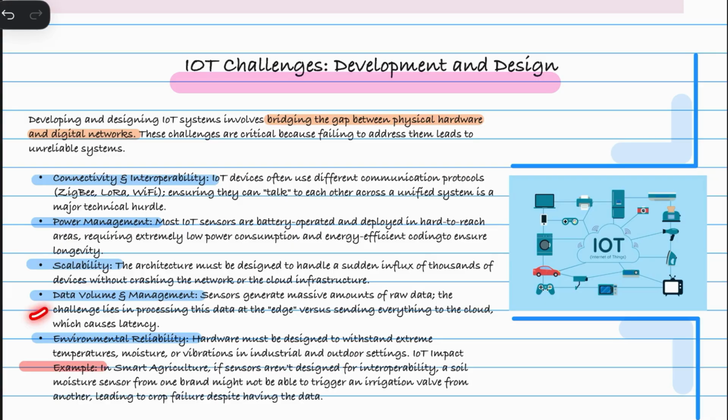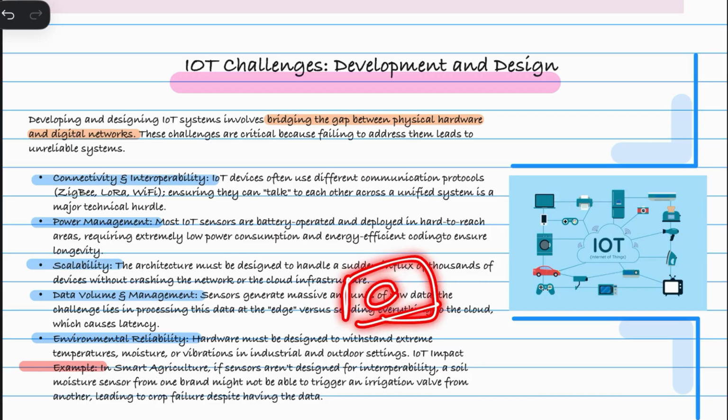Then comes data volume and management. IoT sensors generate an absolute tsunami of raw data every single second. If you try to upload every single raw data packet to the cloud, your network bandwidth will choke and your cloud storage bill would bankrupt you, right? So the challenge here is implementing edge computing, which means teaching the sensor or the local gateway to process the data locally inside that.